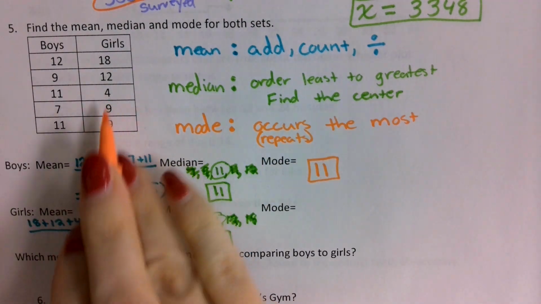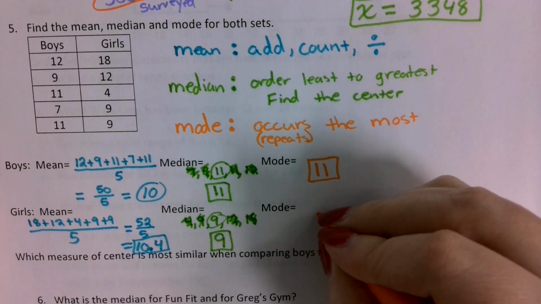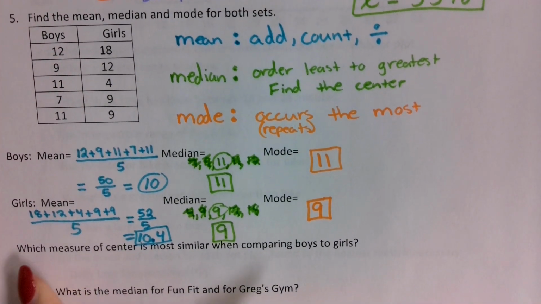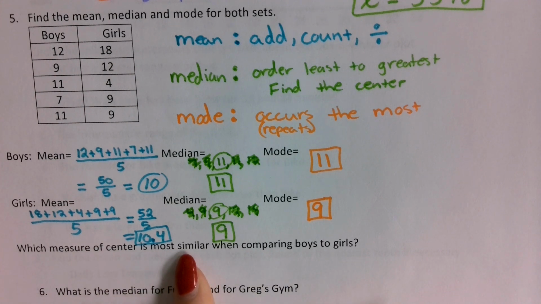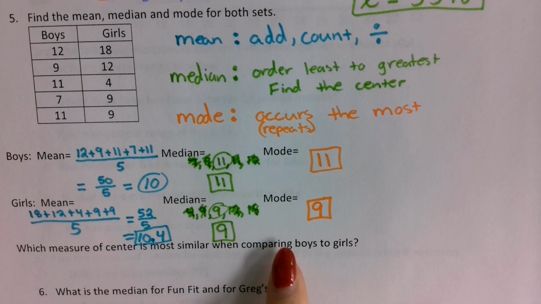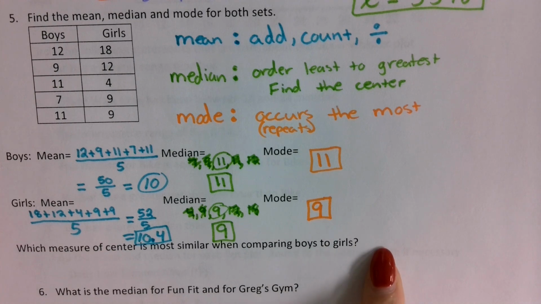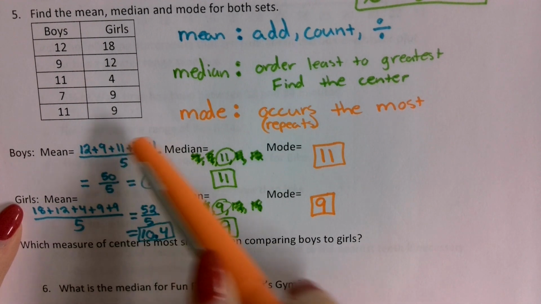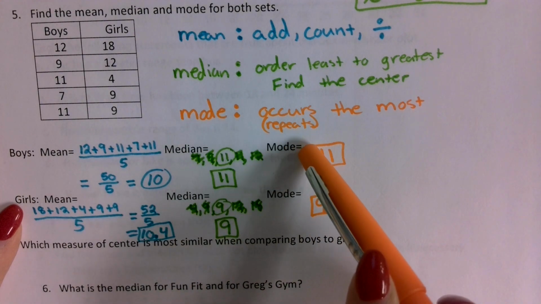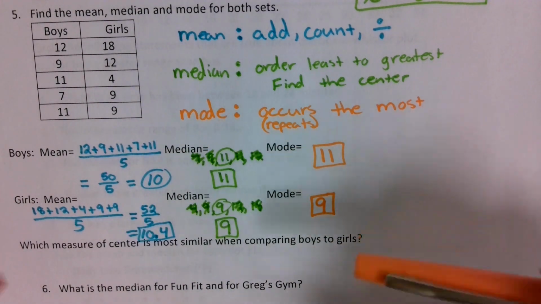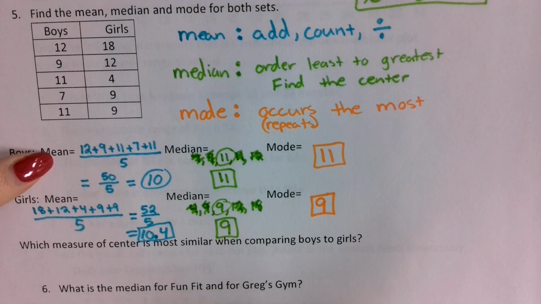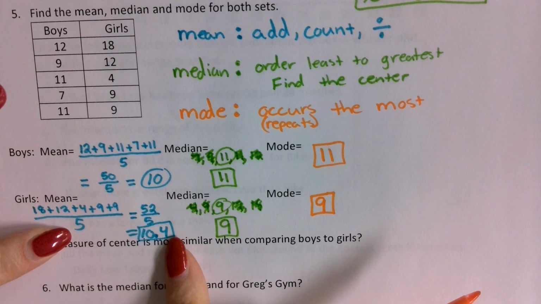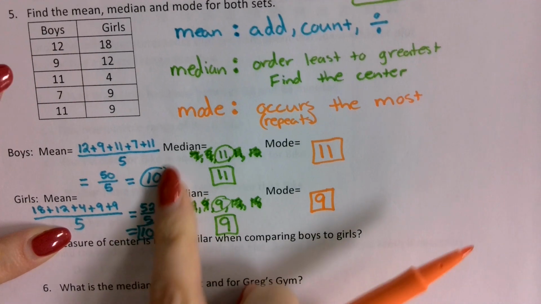9. 9 happens to repeat the most in the girls' data set. Now, if you look at the question right below it, it says, which measure of center is most similar when you are comparing boys to girls? So I want to know which one, is it the mean, the median, or the mode, is most similar between boys and girls. So if we look at the mean for the boys, the mean is 10. The girls is 10.4.